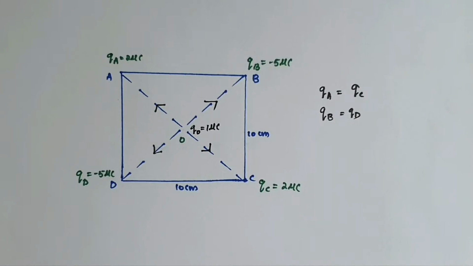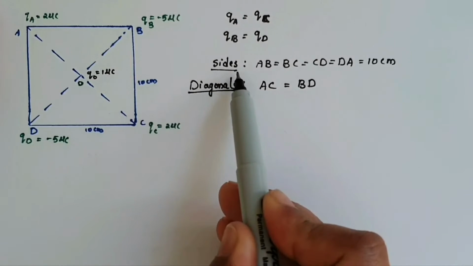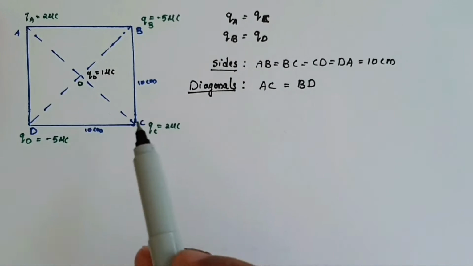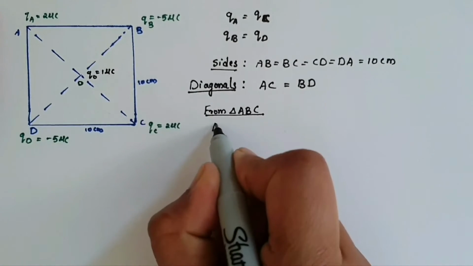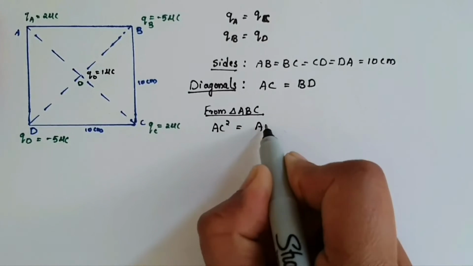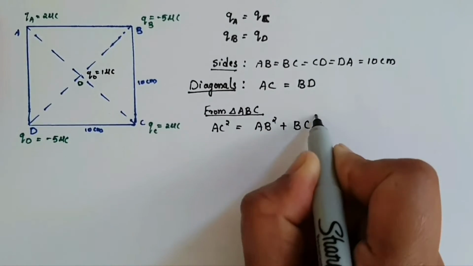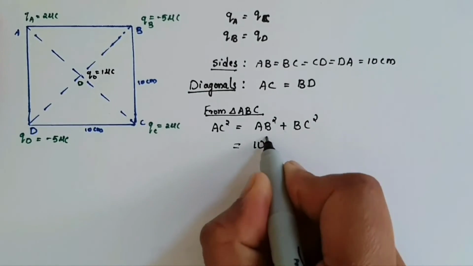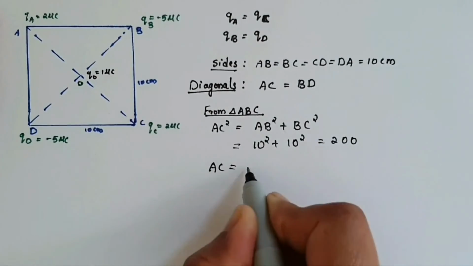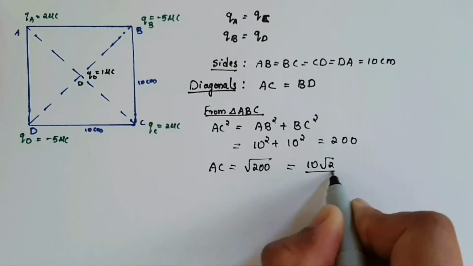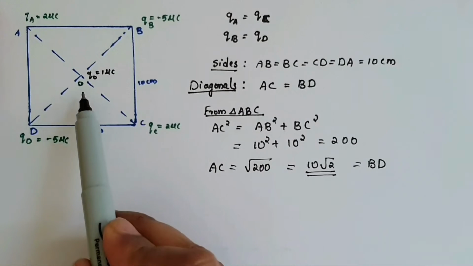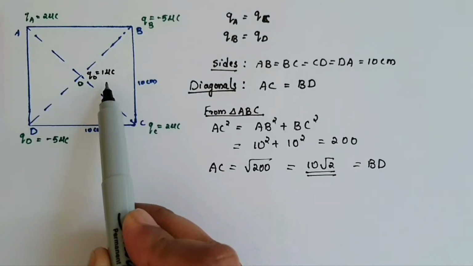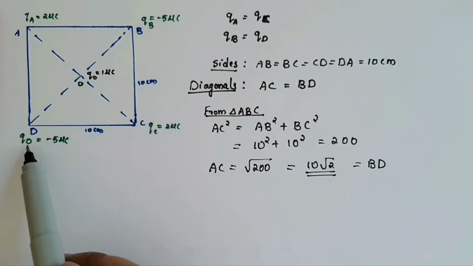We can prove this mathematically. For a square, all the sides are equal and all the diagonals are equal. Now, what are AC and BD? From triangle ABC, AC square is equal to AB square plus BC square. Therefore, the diagonals AC and BD are 10 root 2 cm. Now we have to find the force on the 1 microcoulomb charge due to QA, QB, QC and QD.